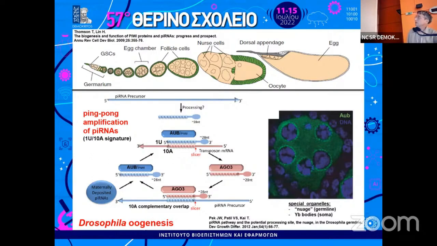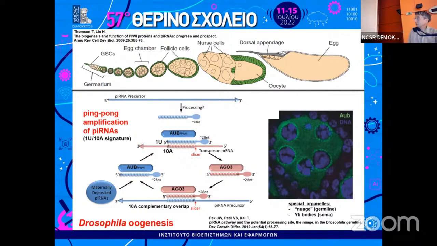Because of the bias of uracil in the primary piRNA, and because the cleavage occurs at position 10, a typical signature is generated of 1U, uracil at position 1 and adenine at position 10. This is a ping-pong signature, and it also explains the 10 nucleotide overlap in the piRNAs.